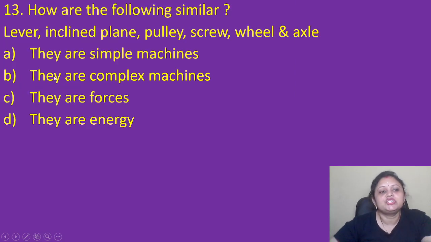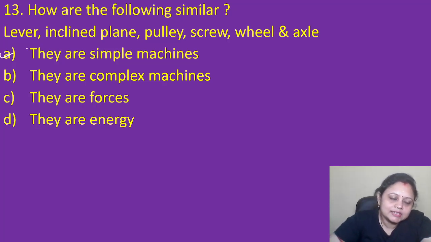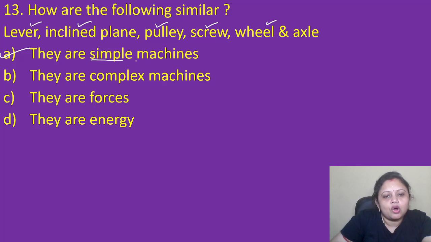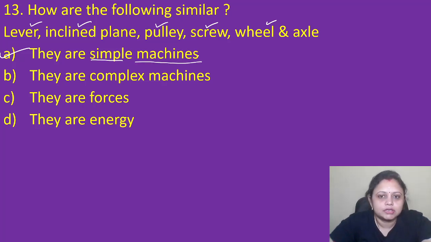Coming to the next question, how are the following similar? Lever, inclined plane, pulley, screw, wheel and axle. Option A, they are simple machines. B, they are complex machines. C, they are forces. D, they are energy. So here the correct answer is option A. These lever, inclined plane, pulley, screw, wheel and axle, these all are simple machines. Got it? They all are simple machines.